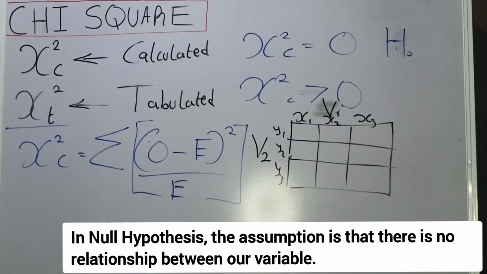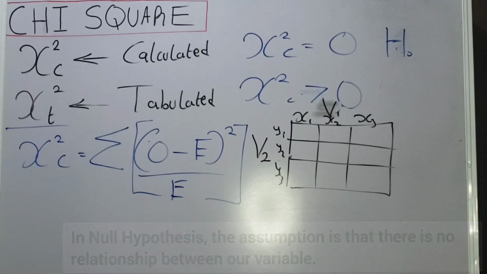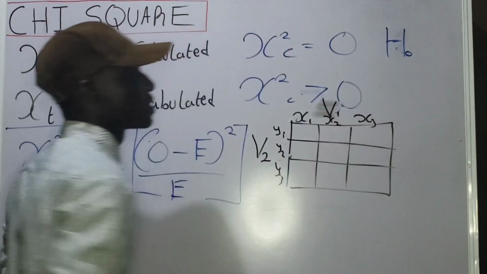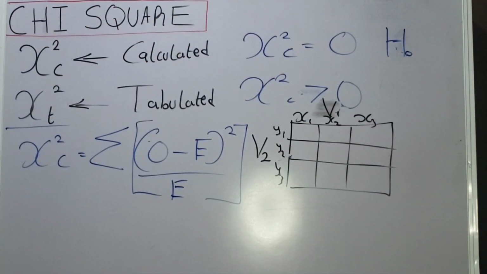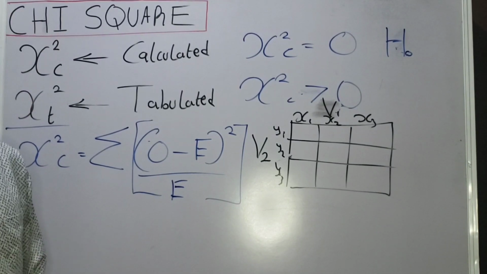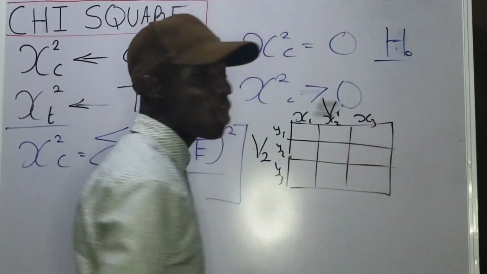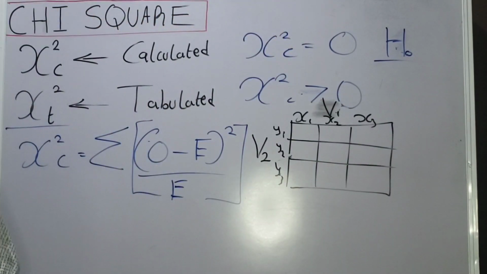Don't forget that I explained what is meant by hypothesis. It's just like a statement, a statement of whether there is a relationship or there is no relationship. You are going to see all this as we delve into calculation, okay? Now, we are talking about the hypotheses that we have in chi-squared, and the first hypothesis is the null hypothesis, which is represented by H naught. In this hypothesis, the assumption is that there is no effect or relationship between our variables.